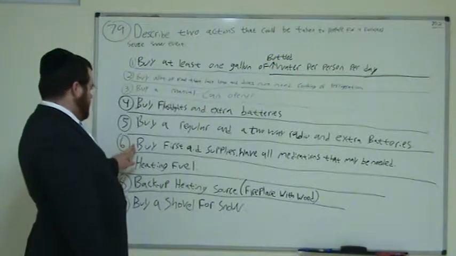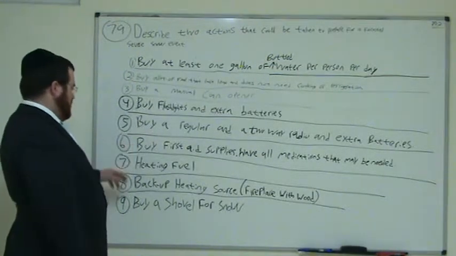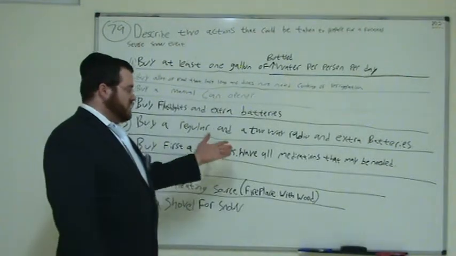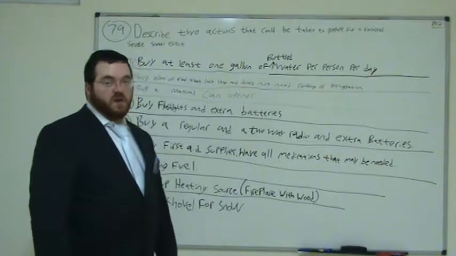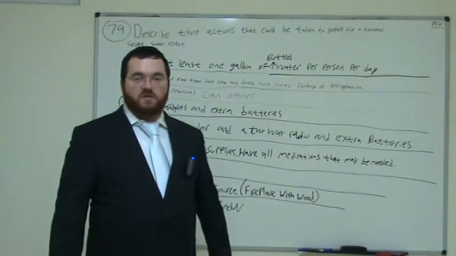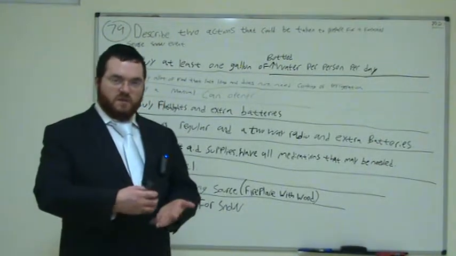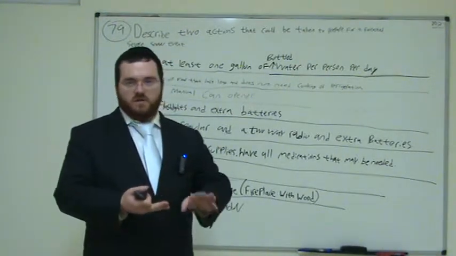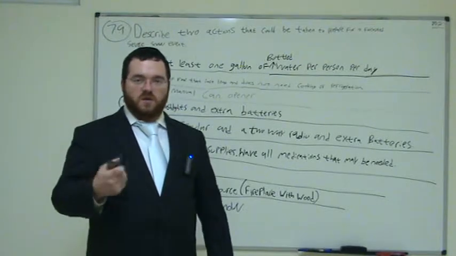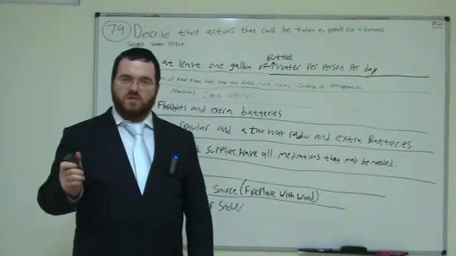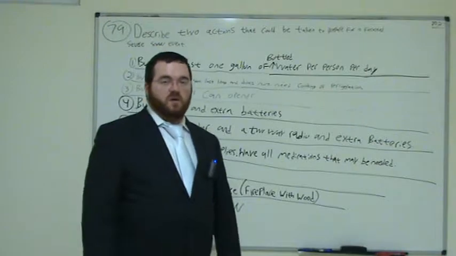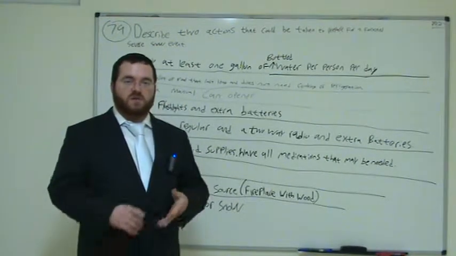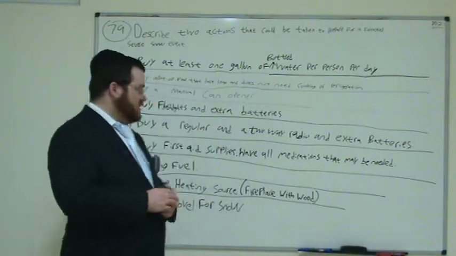Now another answer, answer 6, buy first aid supplies, which means also have all the medications that may be needed for the family during that time. Let's say people are on some type of medication, for heart, for blood sugar, or whatever it is. The person shouldn't take, of course, what they don't need and it's not prescribed to them, but whatever medications they normally take, they should make sure they have it during those days.